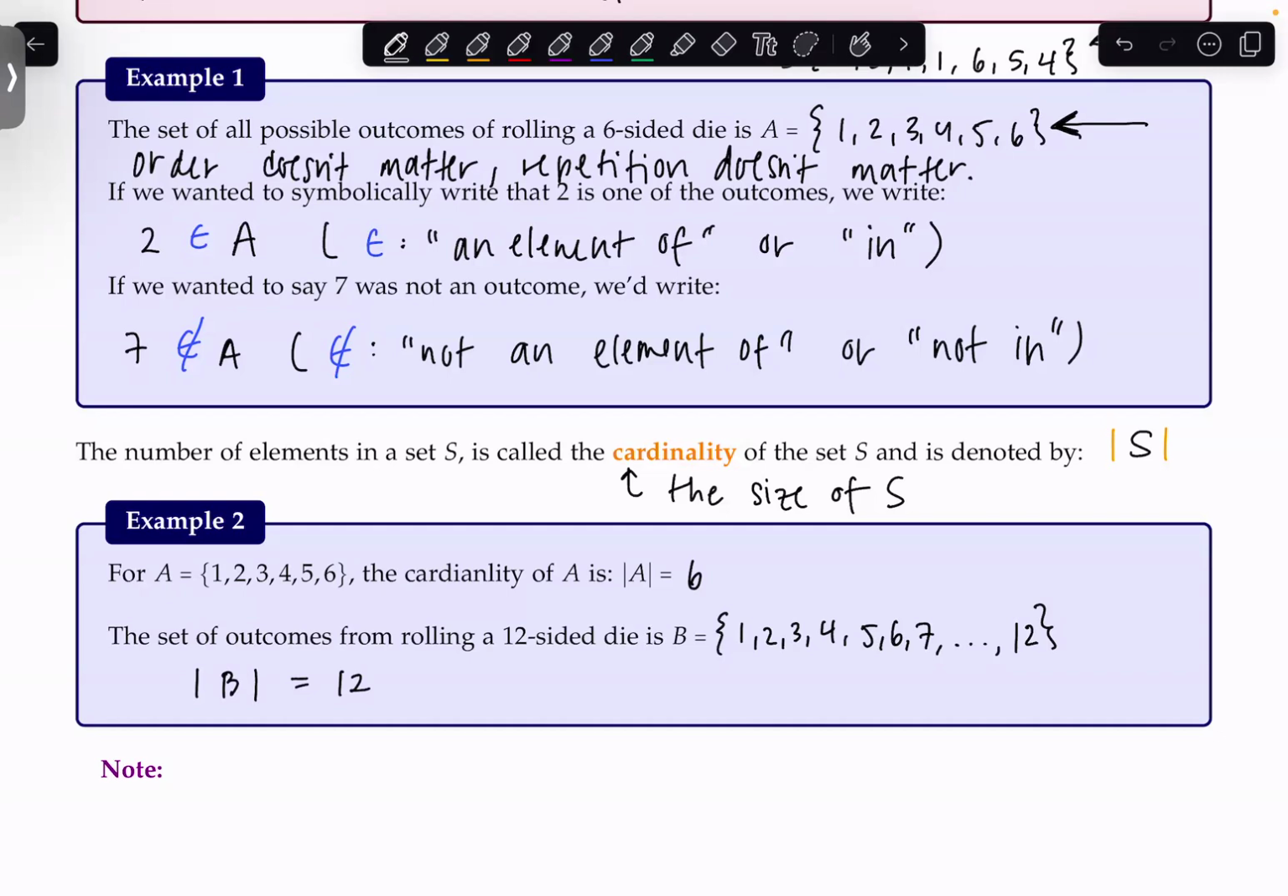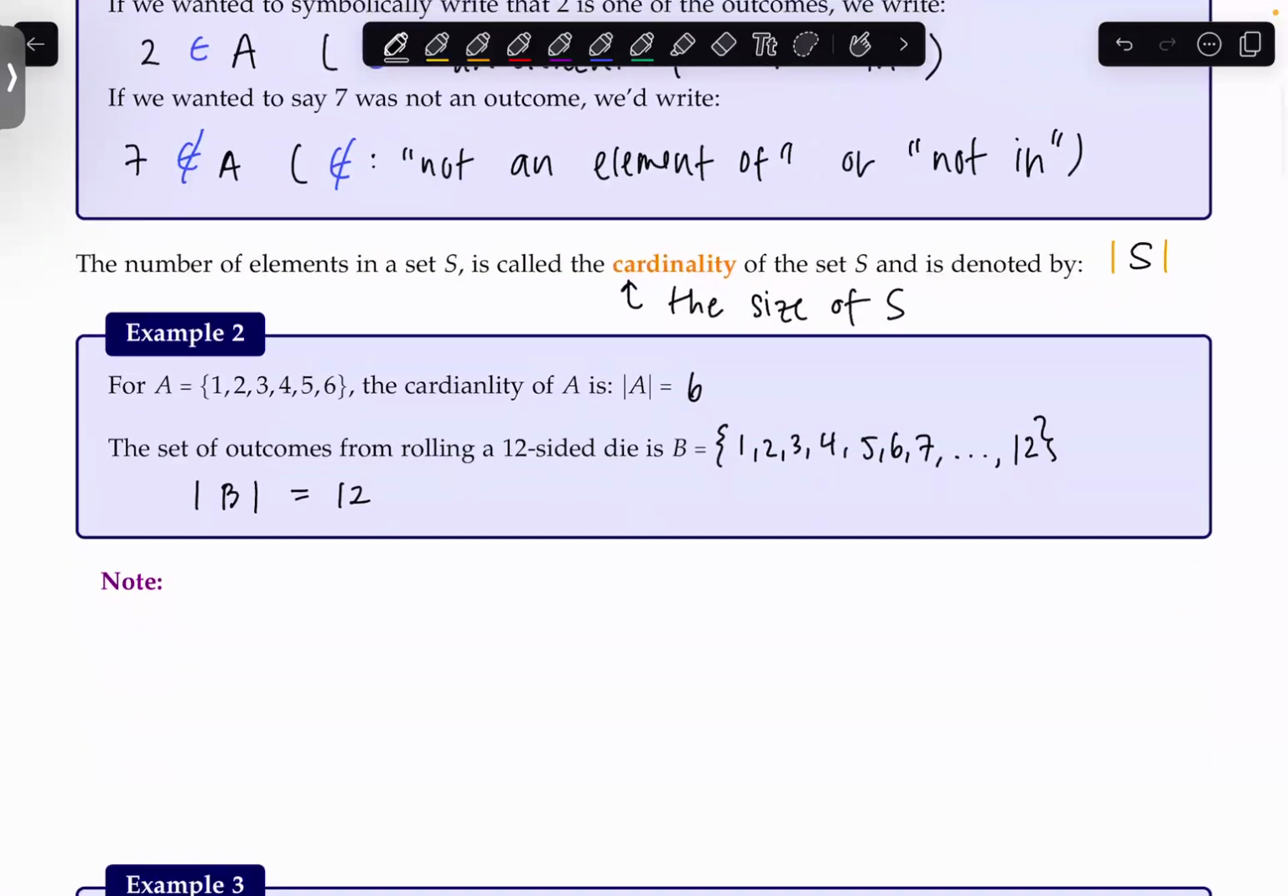Lots of times we're going to be working with big sets. So if we can see a pattern showing up, we'll use these dots to help us write them a little bit faster. But something that you'll notice in this example is that every element of A, all of the possible outcomes in a 6-sided die, is also an outcome of rolling a 12-sided die. So it's also in B.